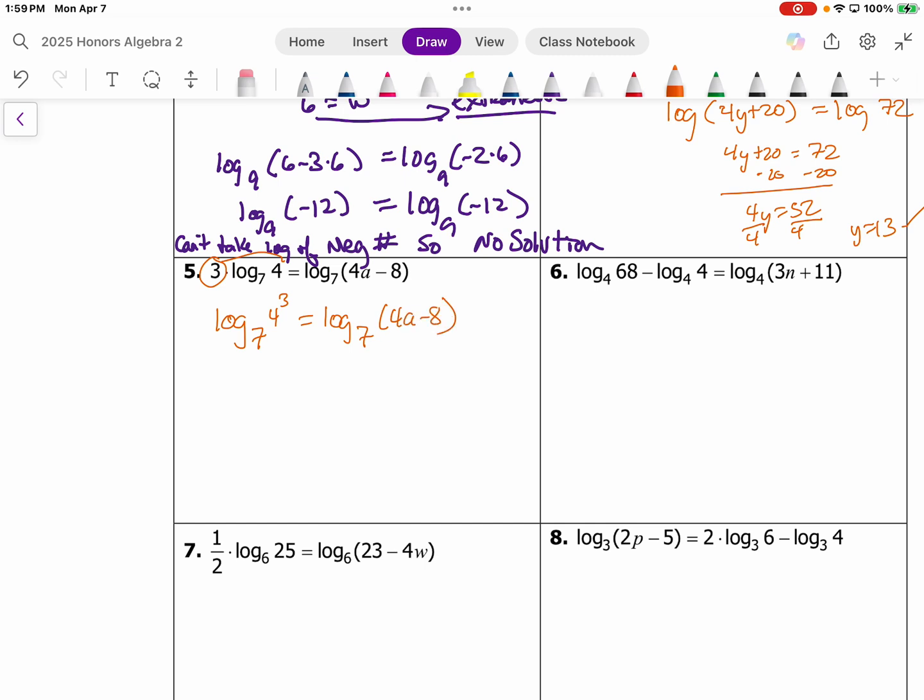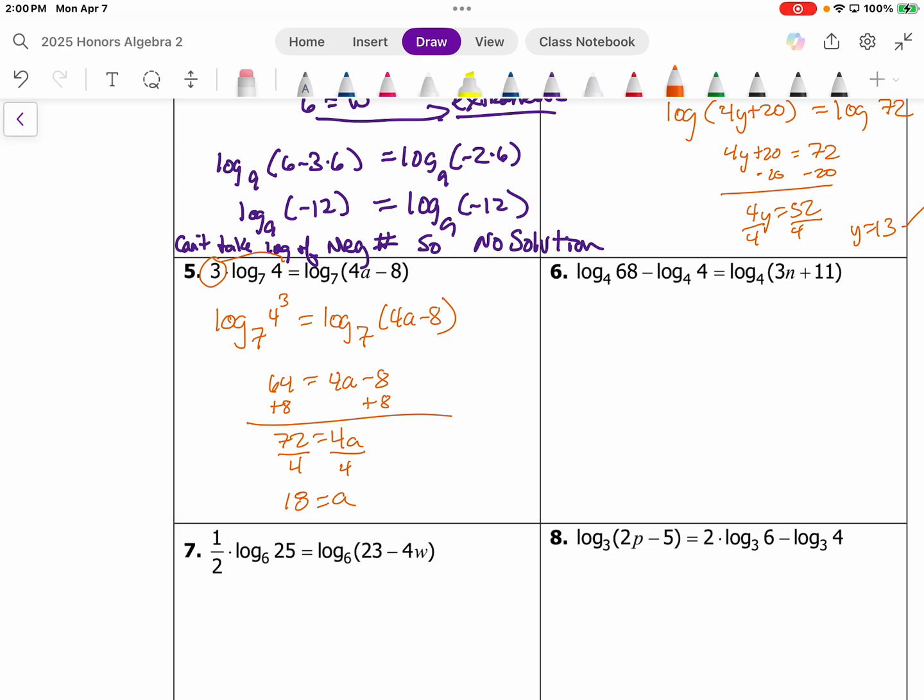I have the same bases. So I'm going to go ahead and cube out 4, so that's 64. And that's equal to 4a minus 8. And then I can go about solving for what a is. 72 equals 4a, divide by 4, and I believe that's 18. And then I get to check it. Now this one I only get to check it on the one side.